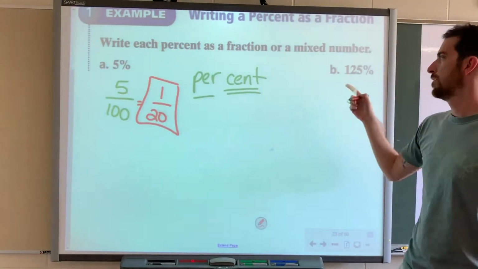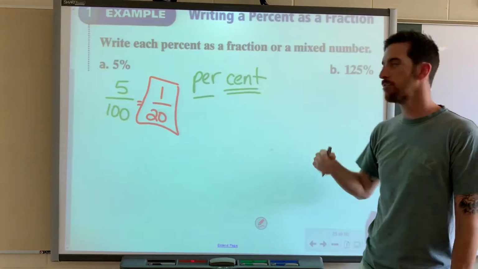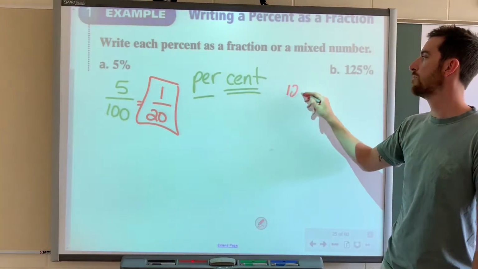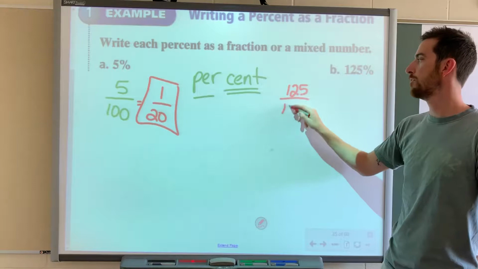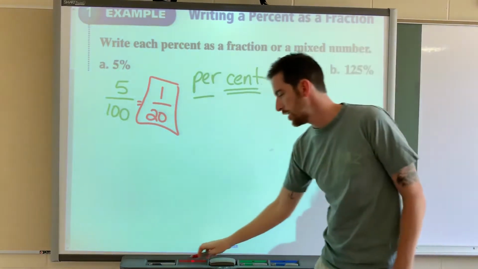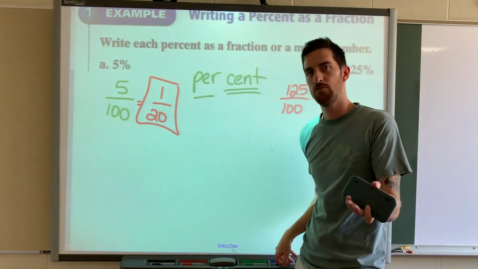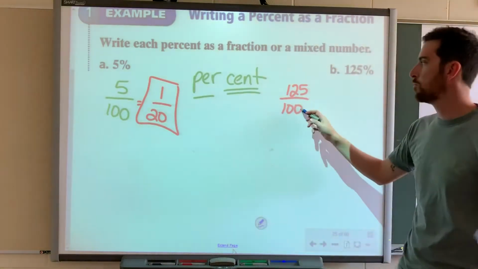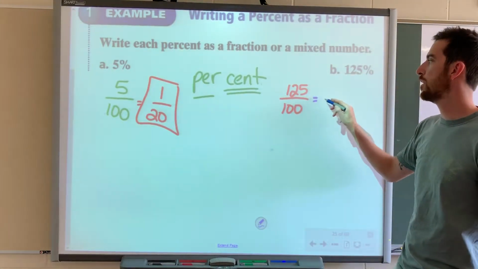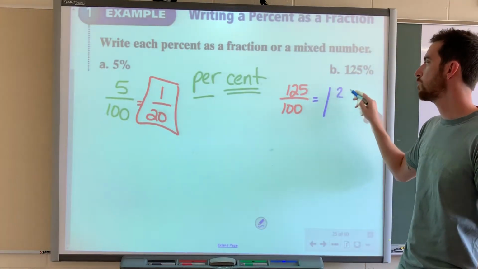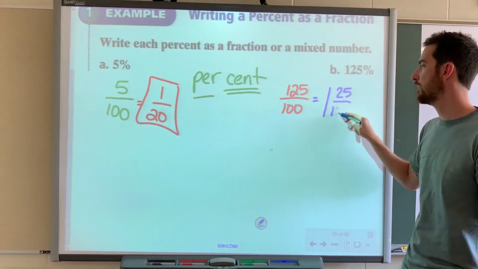125%, anytime it's percent, it's out of 100. So this is 125 over 100. And you might say, well, let's turn that into a mixed number right away. How many 100s go into 125? 1. And then there'd be 25 out of 100 left over.